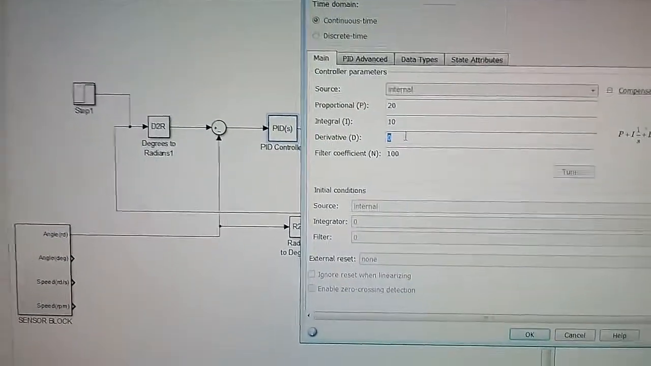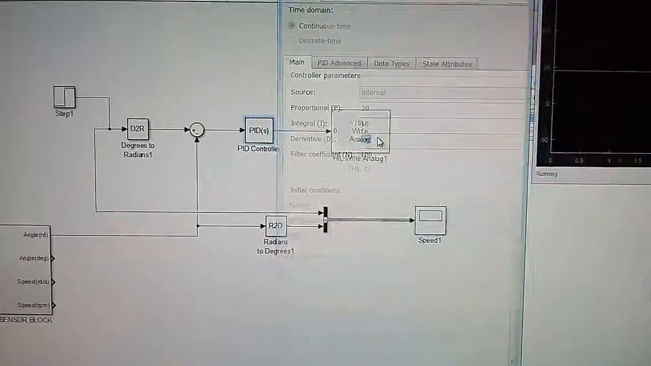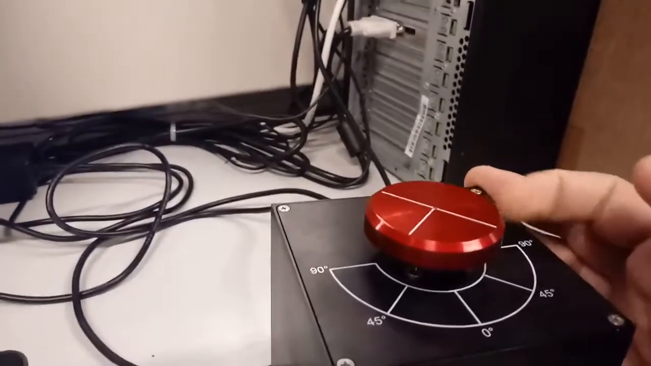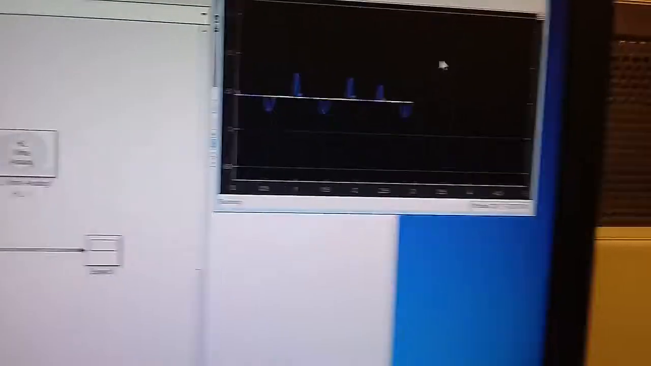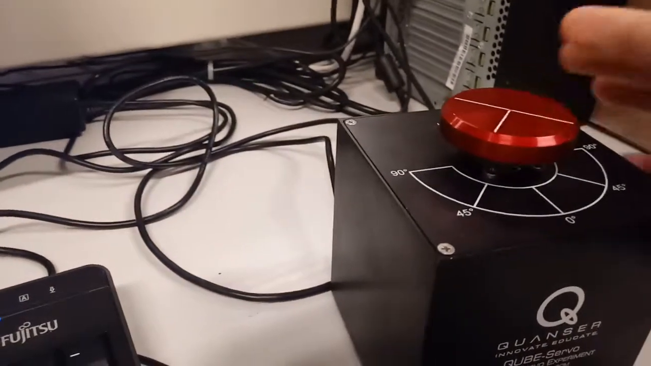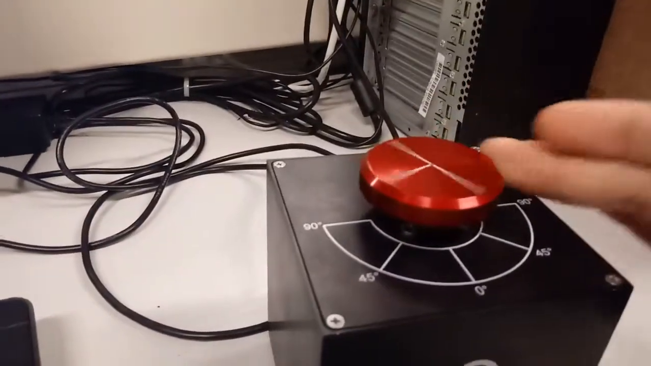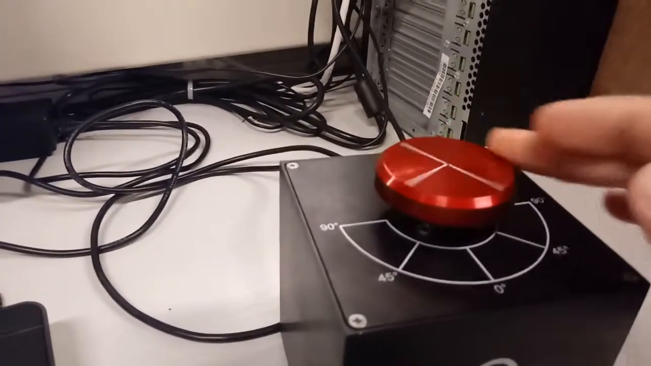Now adding the derivative gain of 0.5, for example, this would result in much larger disturbance rejection, which is visible over here. Increasing the gain even further will make the disturbance much more difficult, much more difficult to move the motor.